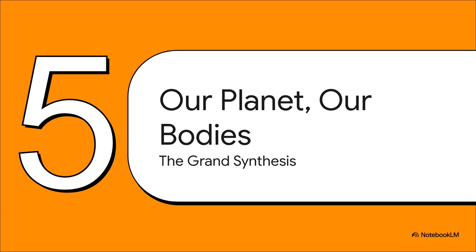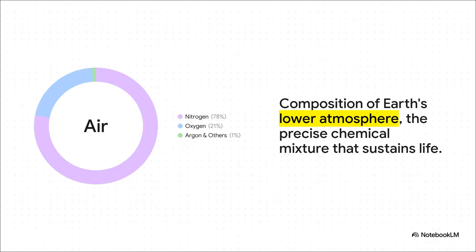Okay, for our final section, let's bring it all home. We've looked at reactions, we've looked at energy, and we've looked at carbon. Now let's see how all of these principles combine to create the chemistry of our planet and the chemistry of life itself. Let's start with the very air we're breathing. As you can see, it's mostly nitrogen, about 78% of it. The oxygen that we actually need to survive makes up just under 21%. This very specific chemical mix isn't an accident. It's the result of billions of years of geological and biological activity that created the precise environment that life needs to thrive.